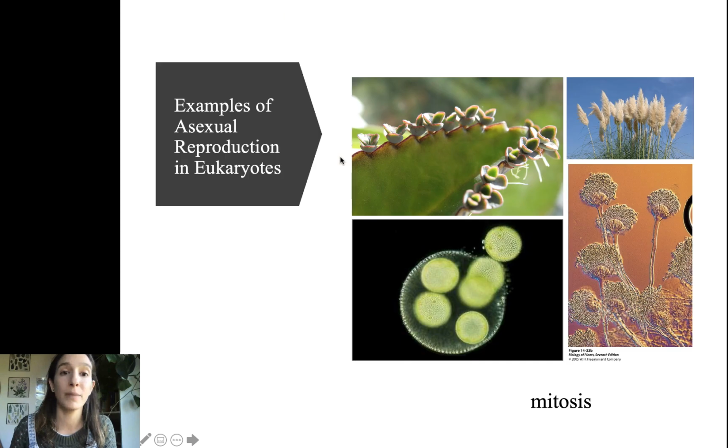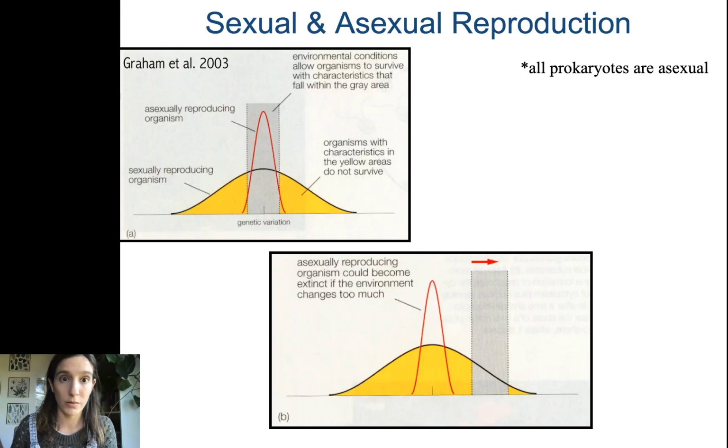But let's say the environment changes. So now our gray box, our gray area here, which represents the environment, has shifted. It has shifted outside of the genetic variation of an asexually reproducing population. And so they have all immediately gone extinct with the change of an environment. And so notice that there are still some individuals of this sexually reproducing population that are able to survive in this environment. And so this is the advantage of sexual reproduction right here.